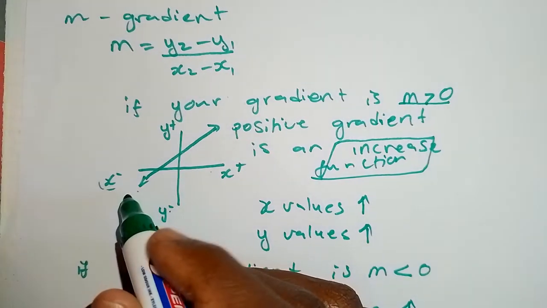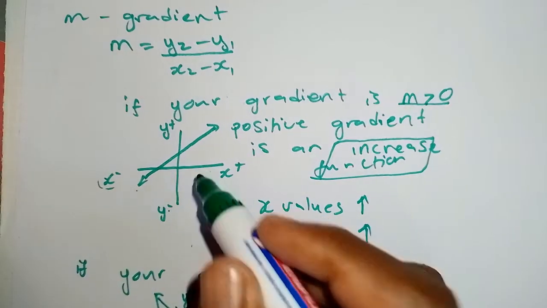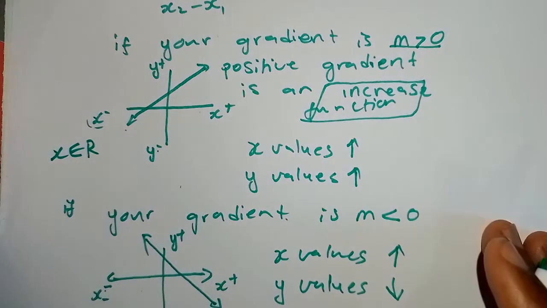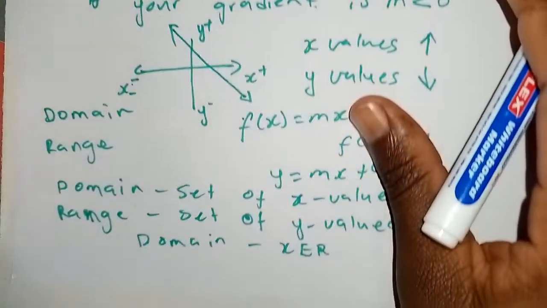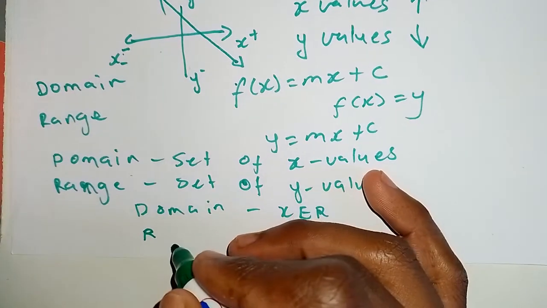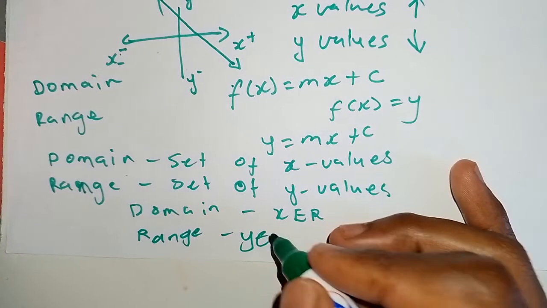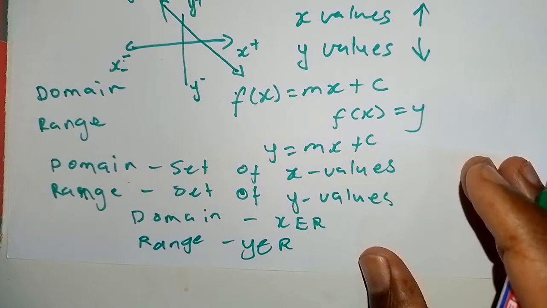My graph lies in between the negative and the positive values of x. That is the reason I'm saying x is an element of real numbers, right? Again, my range: y is an element of real numbers, right?